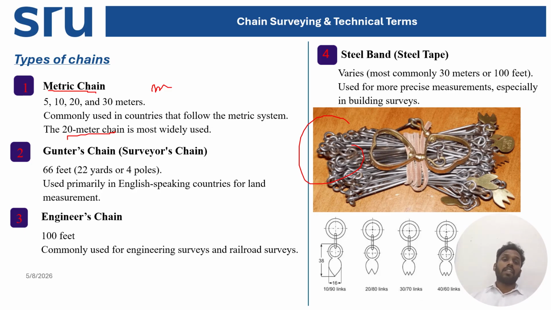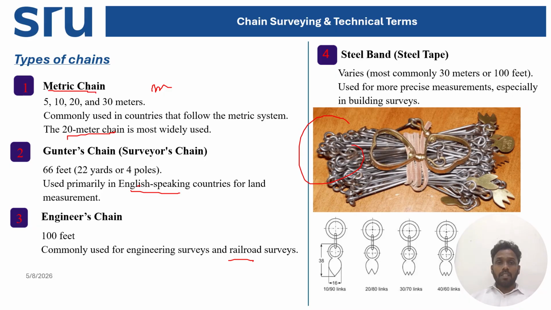Then the Gunter chain or surveyor's chain. So this is a feet chain. 22 yards or 4 poles, 66 feet. It is primarily used in English speaking countries. They use this Gunter chain for surveyors. So the next one is the engineer's chain. This is commonly used in railways and roadways because they want to measure long distances.